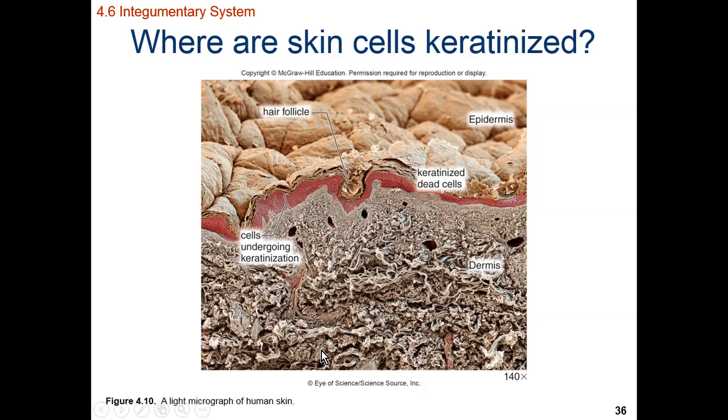We can see that in the epidermis, because this has been falsely colored, that these cells in the epidermis are starting to be filled with keratin, but once they're fully filled with keratin, those cells can start to slough off and be more flaky. And those fully keratinized cells will be dead and on the surface of our epidermis.